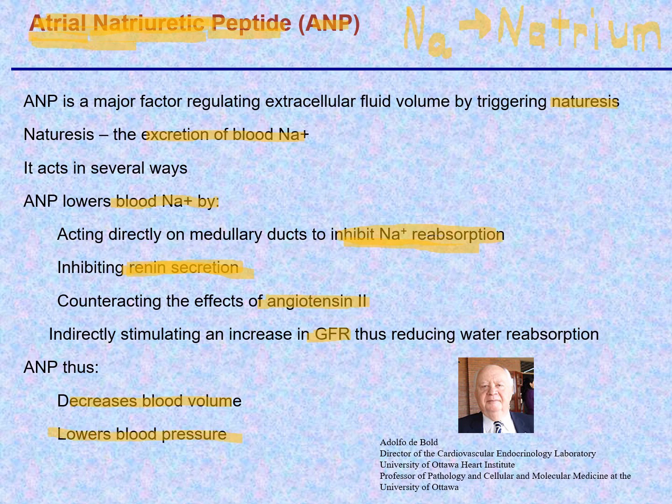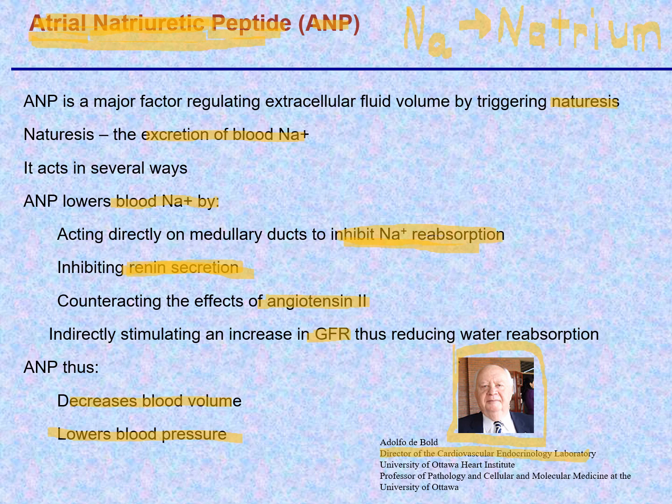Quite a significant protein. It was discovered, in fact, in the Department of Pathology at Queen's University by this fellow, Adolfo de Bold, who soon after left Queen's and moved to the Heart Institute in Ottawa, became director of the cardiovascular endocrinology lab there.